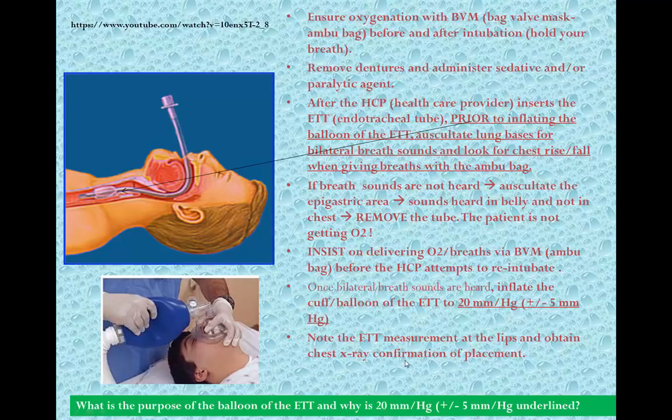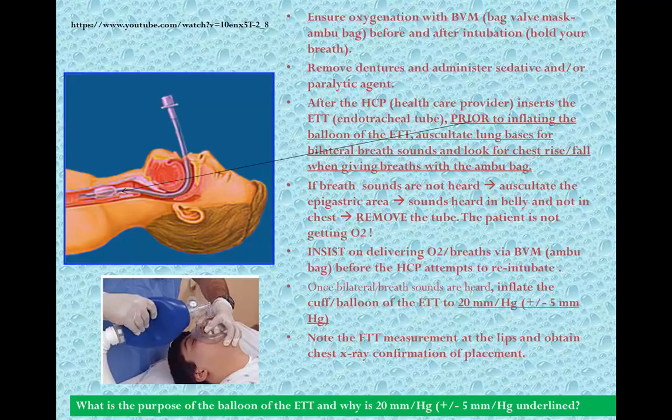Notice confirmation with a chest x-ray. We do not check for initial confirmation with an x-ray because in most facilities it takes about 45 minutes, and if you have this tube in the esophagus and then you wait 45 minutes before confirming that this tube's in the wrong place, again, your patient's going to die. So chest x-ray confirmation should just be what it says. Confirmation means it should be confirming what you, the healthcare provider, already know, that the tube is in the trachea.